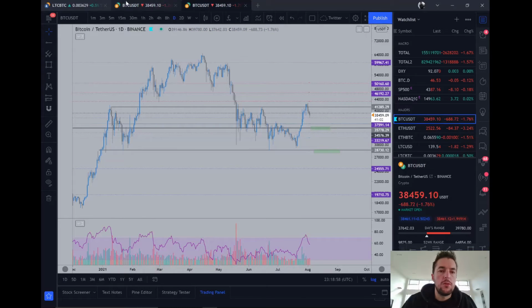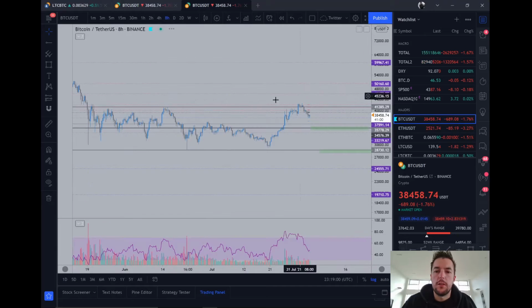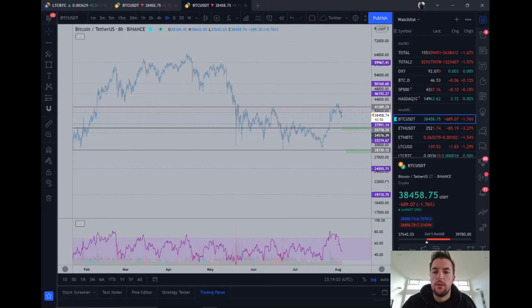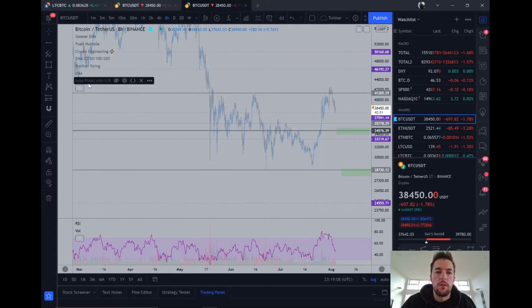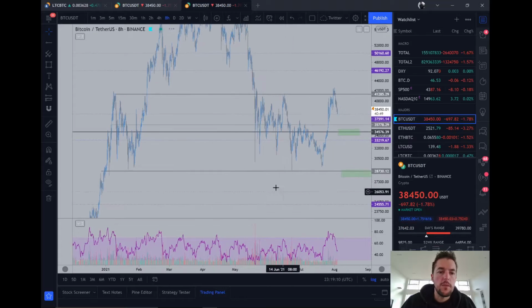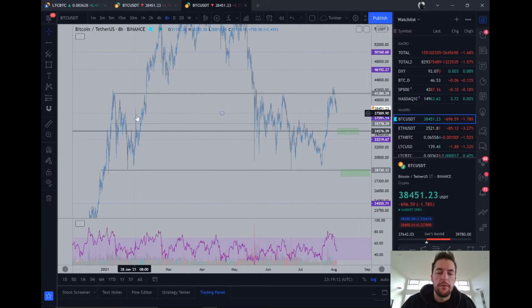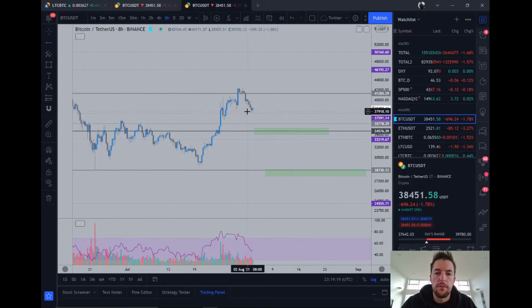Now let's go into this in a little bit more detail. Let's have a look down here on the 8 hour. I'm just going to turn the pivots off for a minute so we can see what's going on. We do have this key level here, which I noted is the weekly pivot, which we've now just bounced off currently.